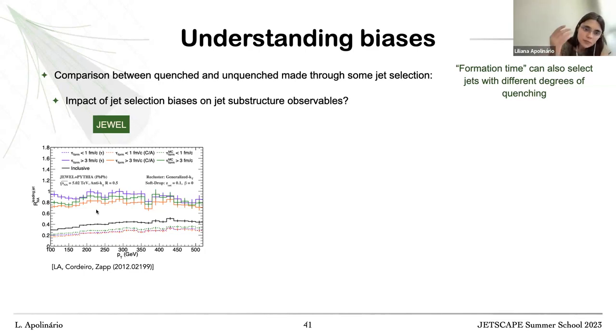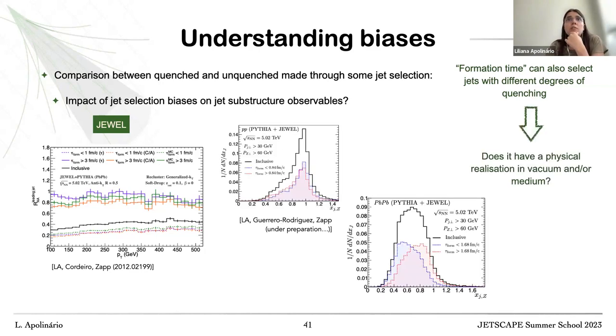And this will select samples of jets that are strongly quenched, or whose nuclear modification factor is compatible with one. And this means that they didn't undergo any kind of jet energy loss. And one of the things, for instance, is again to understand what kind of biases we are making when we put this kind of formation time bin in our jet selection.